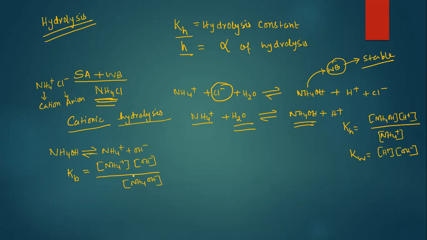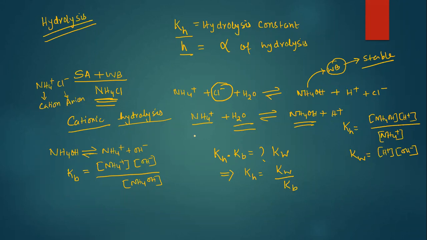Now I will request you to multiply KH into Kb and find out what you get. So we are getting KW. Hence I can say that KH is equal to KW by Kb. So this was the hydrolysis reaction and we have got all these things.